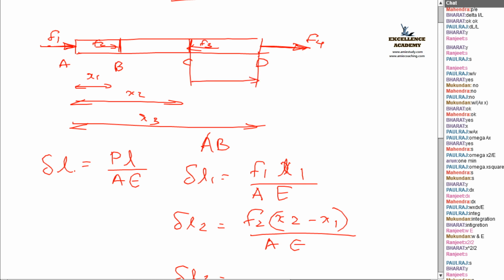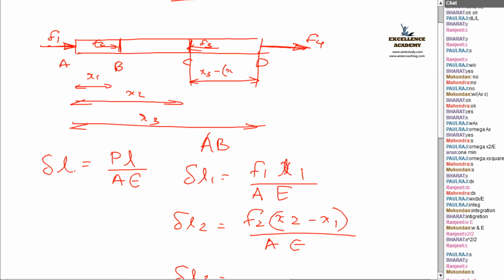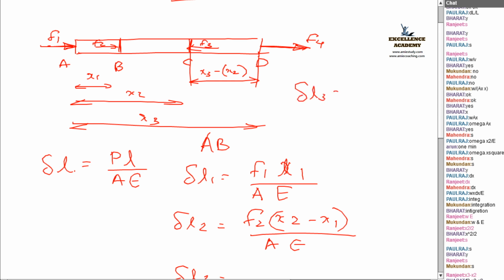This much length you have to take. How much is that? X3 minus X2, isn't it? X3 minus X2. Okay, that much length is known. So what will be delta L3?